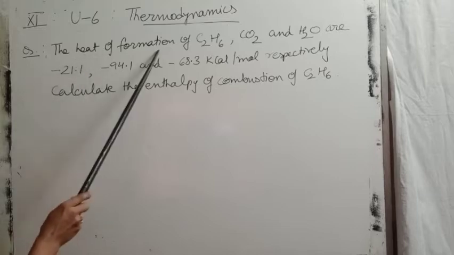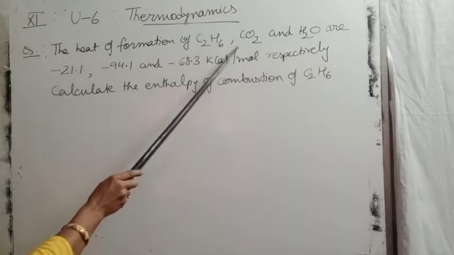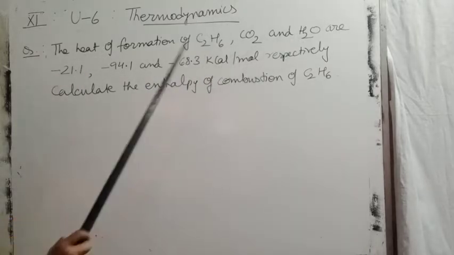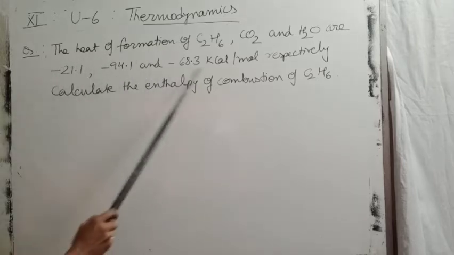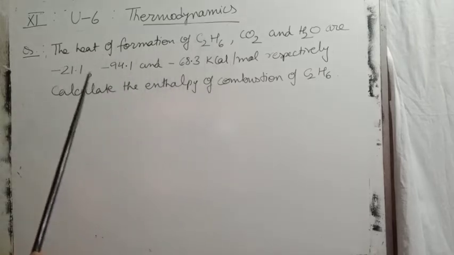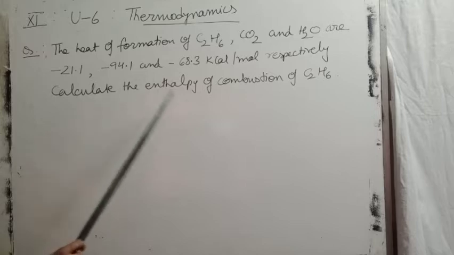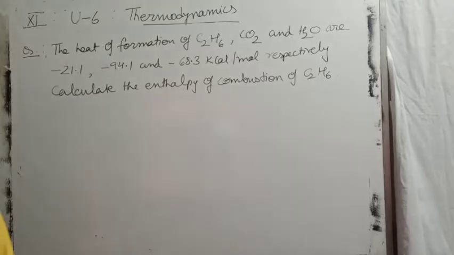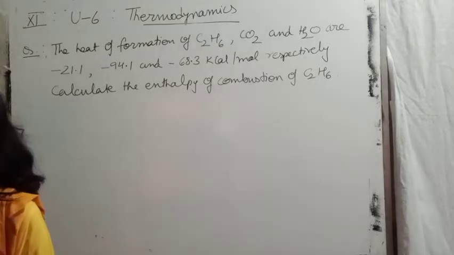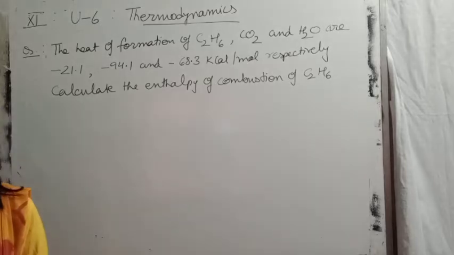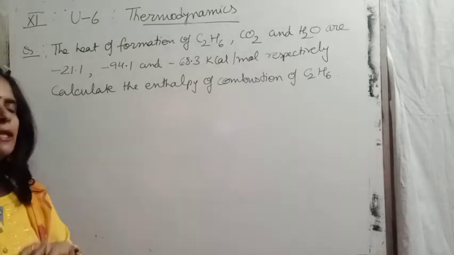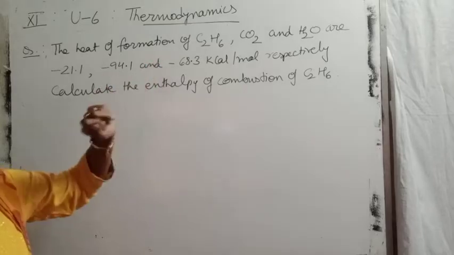The heat of formation of C2H6, CO2 and water, these three values are given to us. Now we are supposed to calculate the enthalpy of combustion of C2H6. Now children, in these types of numericals of enthalpy changes in thermodynamics, first of all, we are supposed to write the chemical equation of the given changes.